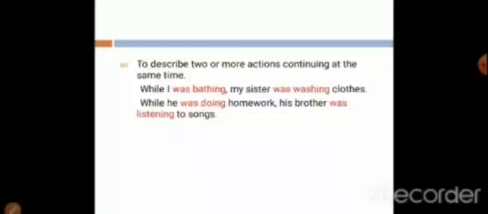While he was doing homework, his brother was listening to songs. So simultaneously, two actions are taking place, and we can see we're using while.